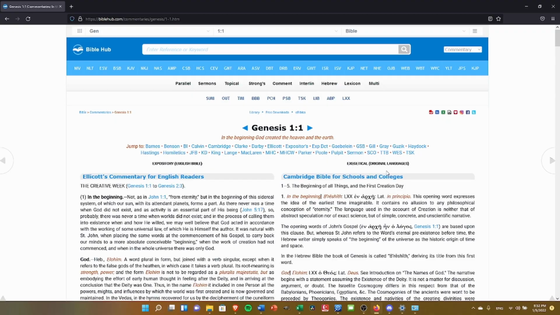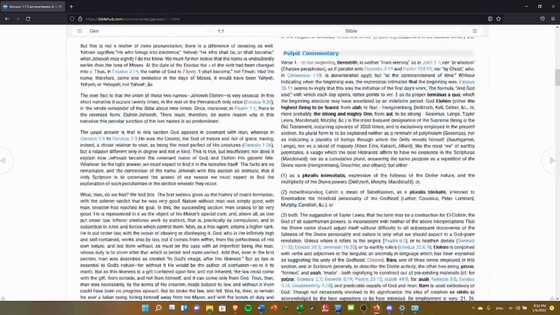Now, for the exegetical side of things, I would definitely recommend the Keil and Delitzsch. So again, that's the KD, right?